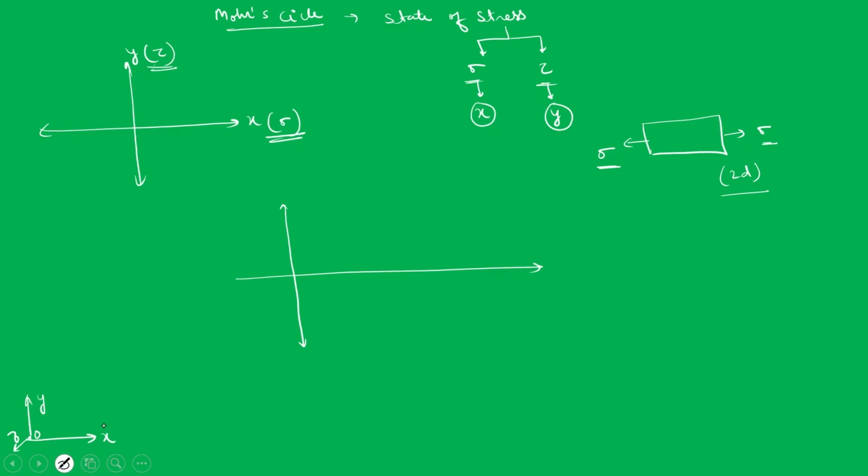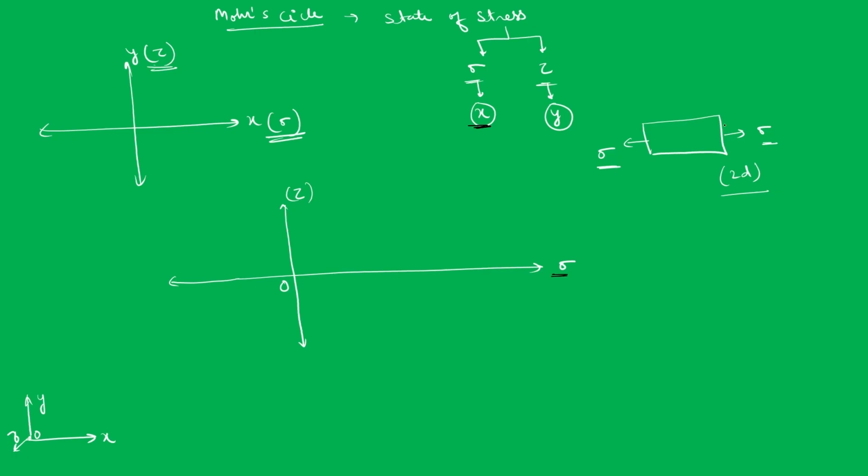Now how are we going to represent it? We will represent sigma on the x-axis and tau on the y-axis, and this will be our origin. Now we are going to represent these values. We understood that sigma is going to be represented on the x-axis, but how? Which part should we take?